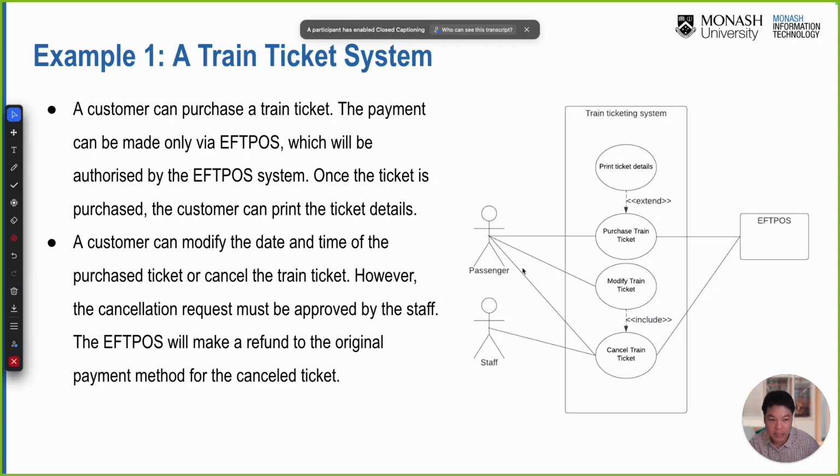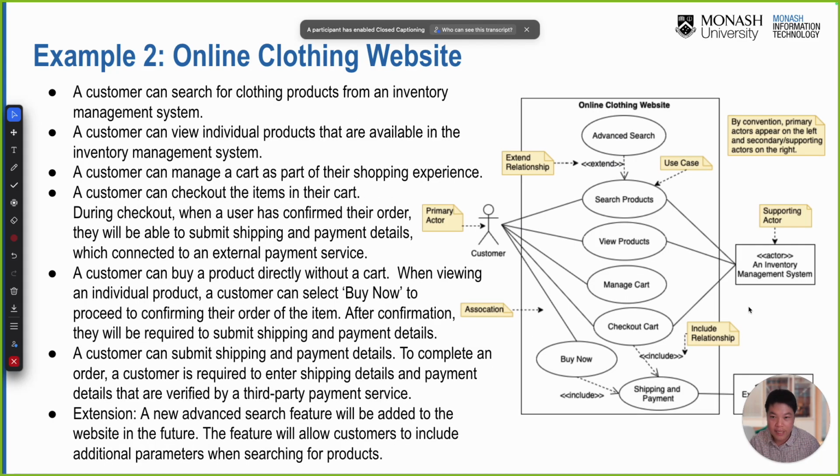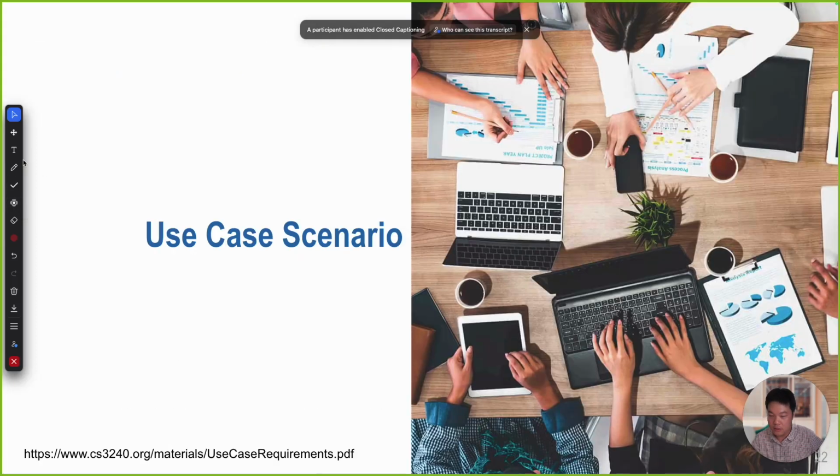Okay, thank you. So next, this is a much more complex system. This is the online clothing website. We have lots of things, including the extend relationship. We have supporting actors, primary actors, whatsoever. But let's try to read the requirement text together.